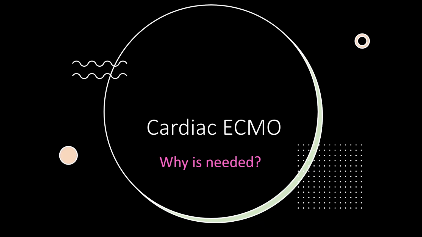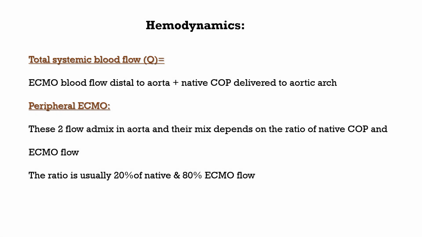Coming to cardiac ECMO, why is it needed? The most important indication for cardiac ECMO is hemodynamic support. And where does that come from? We have ECMO flow, which goes distal to the aorta, plus the native cardiac output, which is delivered to the aortic arch. In peripheral VA ECMO, we will have two flows admixing in the aorta, and their mixing depends on the ratio of native cardiac output to ECMO flow. Usually, the ratio will be 20% native to 80% ECMO flow.